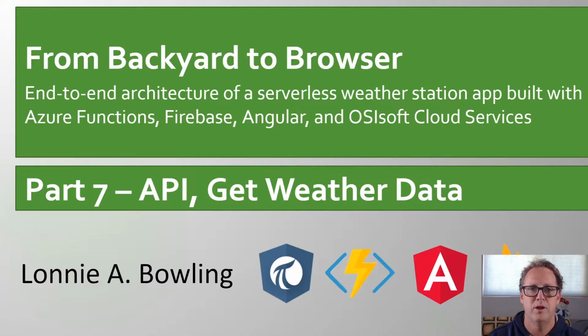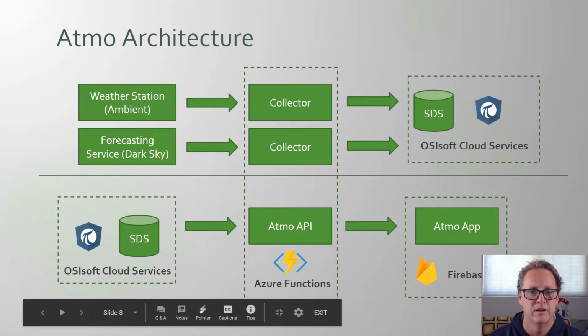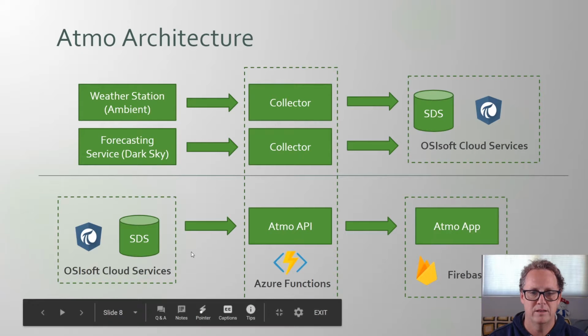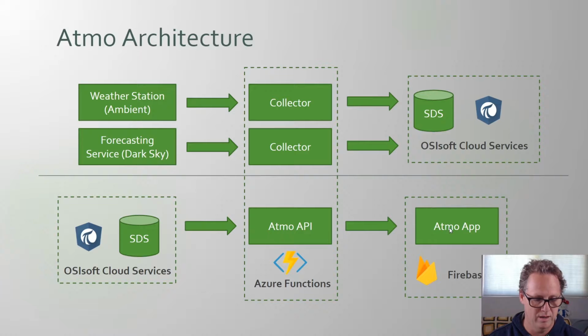So the first step here is to create an API that will be utilizing Azure Functions once again. I'm going to switch over to our architecture here, and we can see that this whole top part now is complete, and we're going to be reading from that data store using this API, and that will be consumed by the application. So let's go ahead and switch over to the project and get this API going.